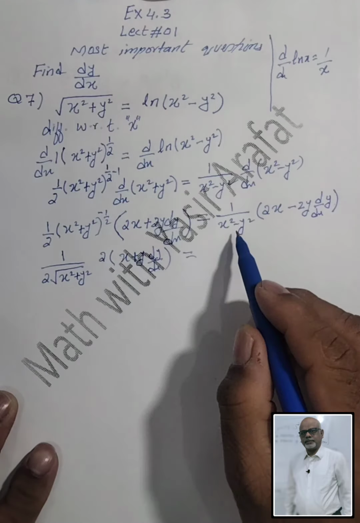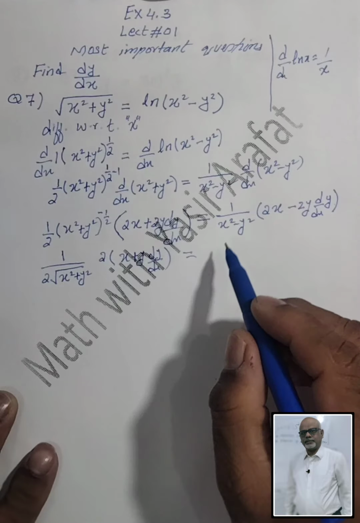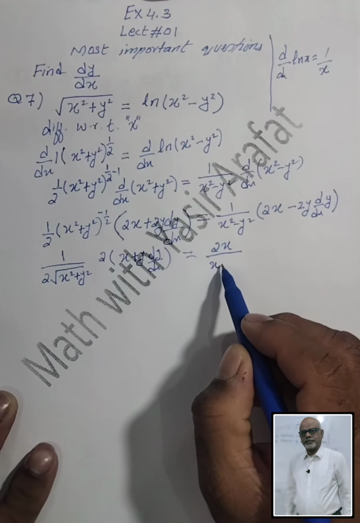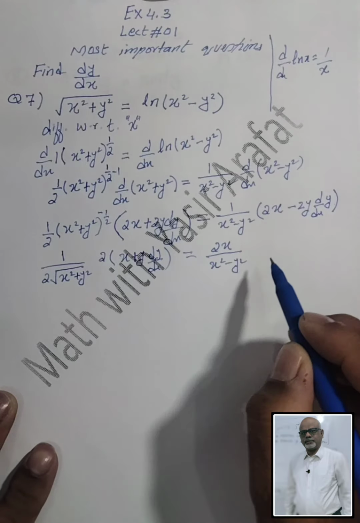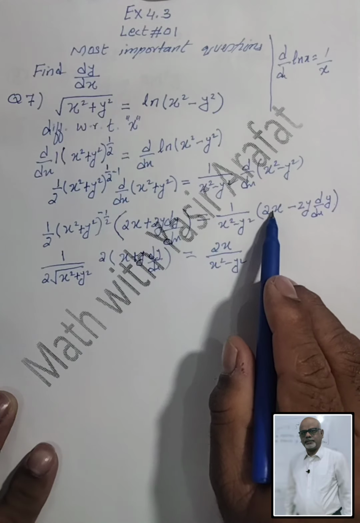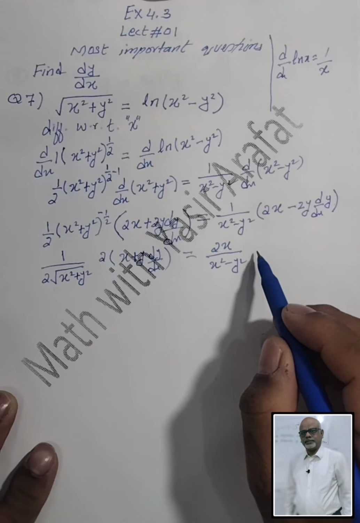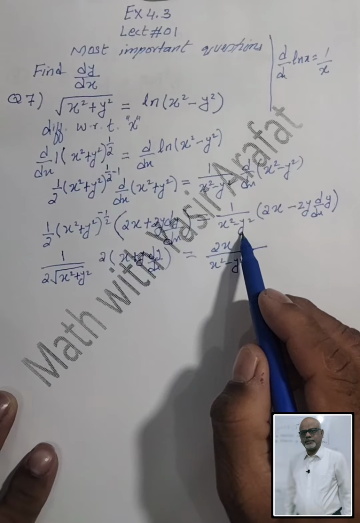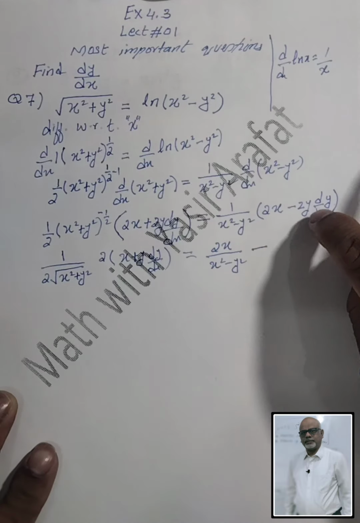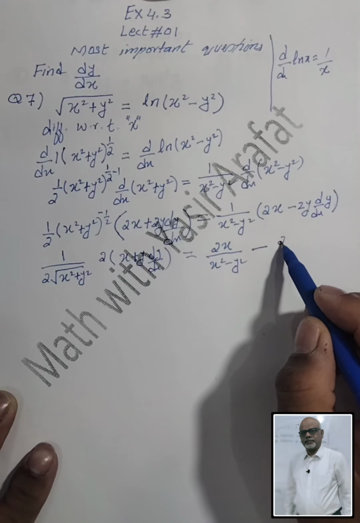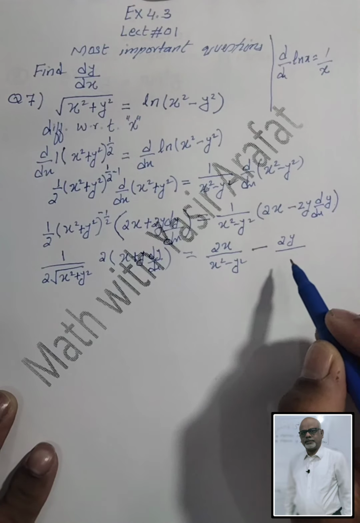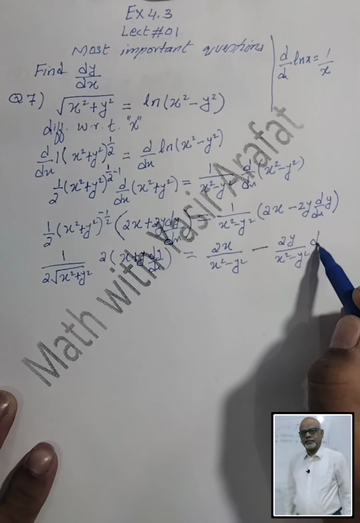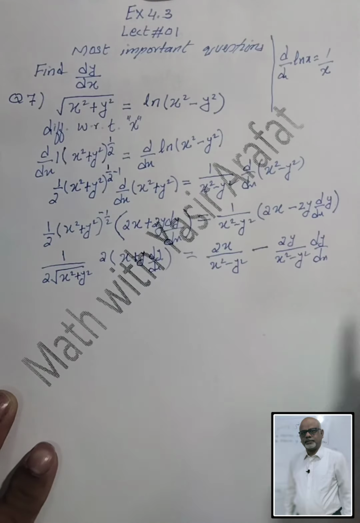And here we just have to multiply with 2x, so that will be 2x over x square minus y square. 1 multiplied by 2x will be equal to 2x divided by the same, minus 1 upon x square minus y square multiplied by this factor, so this will be 2y over x square minus y square dy over dx.